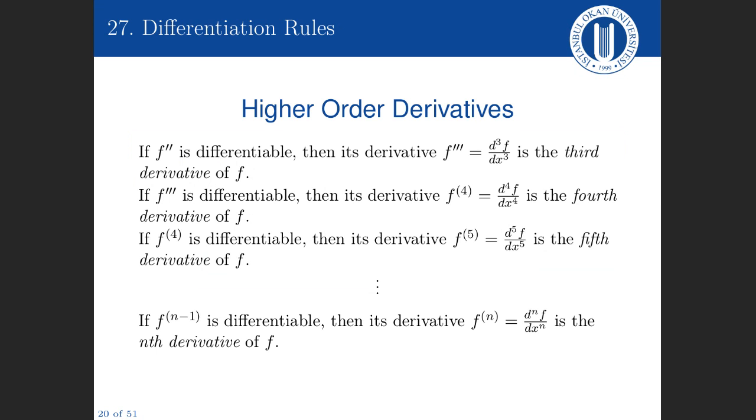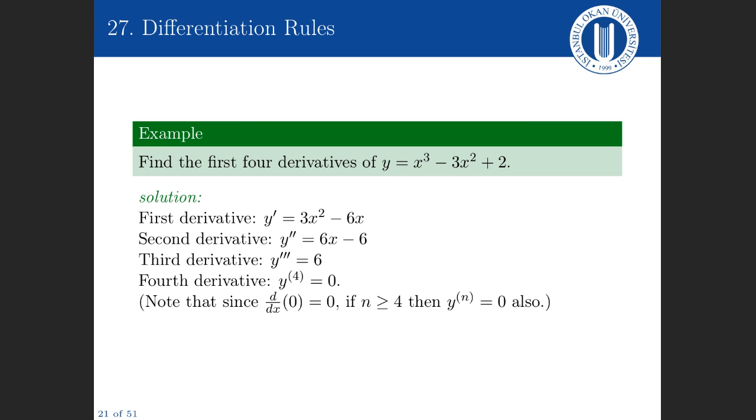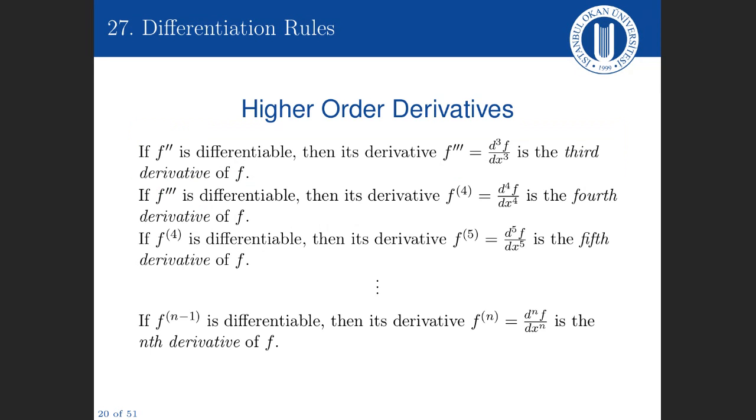And we can continue with this idea. If f double prime is a differentiable function, then we can differentiate it to find a new function, which we call f triple prime. This is the third derivative of f. If the third derivative of f is differentiable, then its derivative is called the fourth derivative of f, and so on. If the fourth derivative of f is differentiable, then its derivative is the fifth derivative of f, and so on.